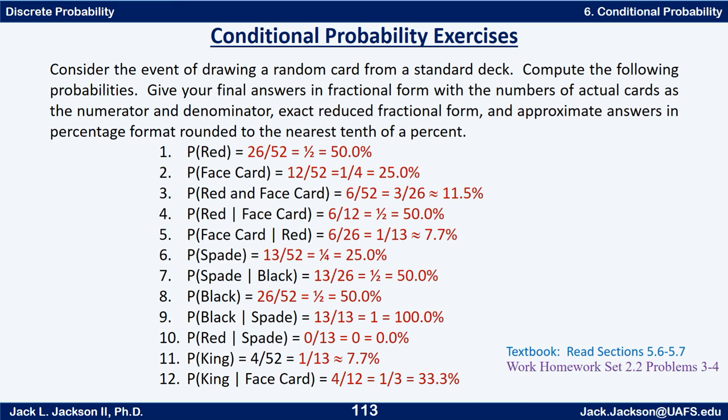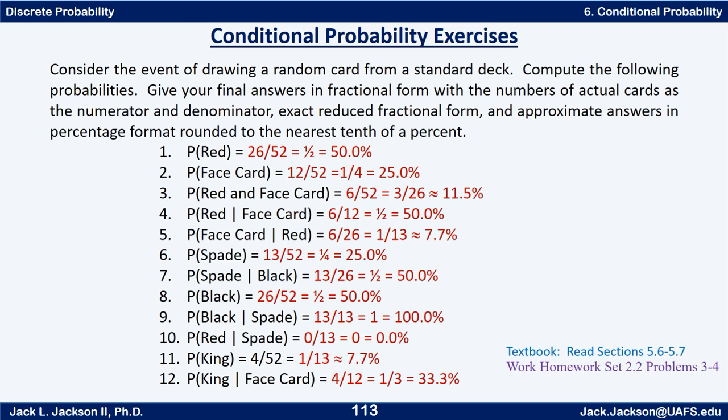And by the way, this asks you to give it in a form which shows the actual number of cards as a numerator and denominator, then the exact reduced fractional form, and then approximate percentage form rounded to the nearest tenth of a percent. So there we have it in all those forms.